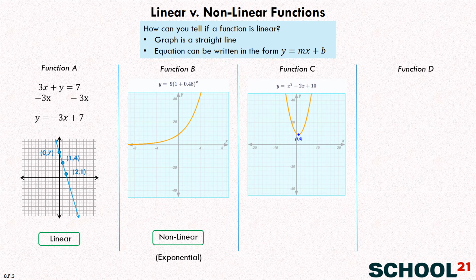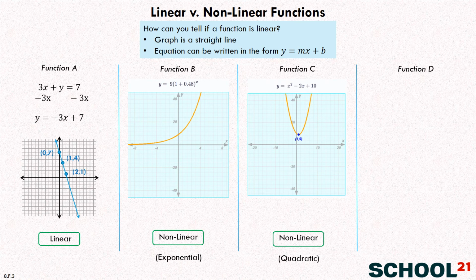Let's look at this one here. y equals x squared minus 2x plus 10. Here we have another function that does not look like it can be written in y equals mx plus b form no matter what we do to that equation. And when we graph it, it looks like this curve. That kind of curve is called a parabola. And this kind of function, which is nonlinear, is called a quadratic function.